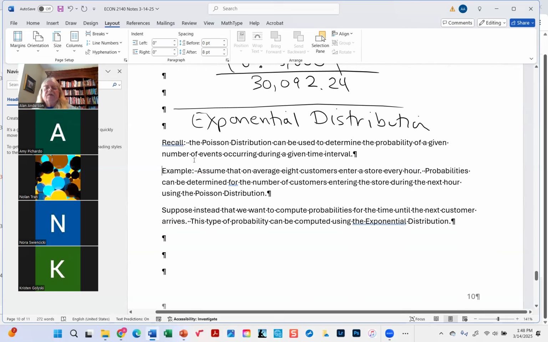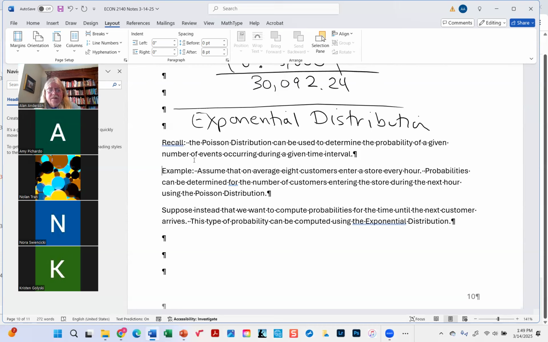So what I'd like you to remember, first of all, I just want to mention here that this distribution is closely related to the Poisson distribution. That's the one where we're trying to model or calculate the probabilities of the number of events that occur per unit of time. Here's a good example. Classic Poisson problem. Assume that on average, 8 customers enter a store every hour. I can then go ahead and calculate the probability of any number of customers coming in the store over the next hour by using the Poisson distribution.